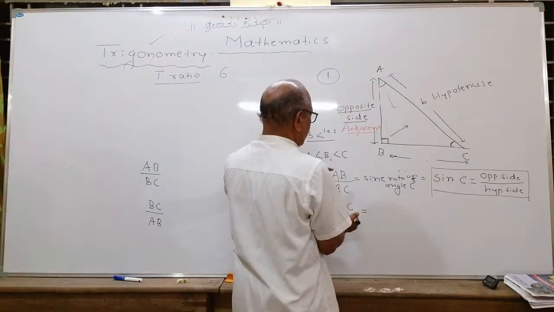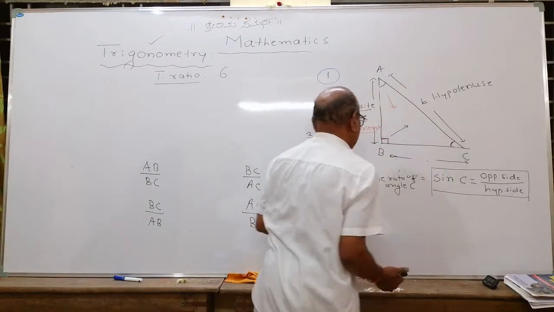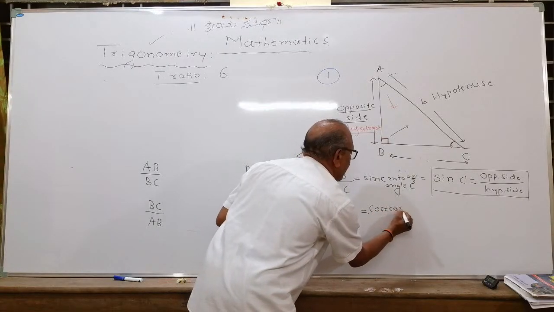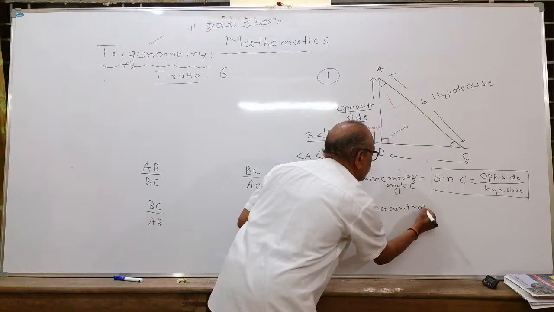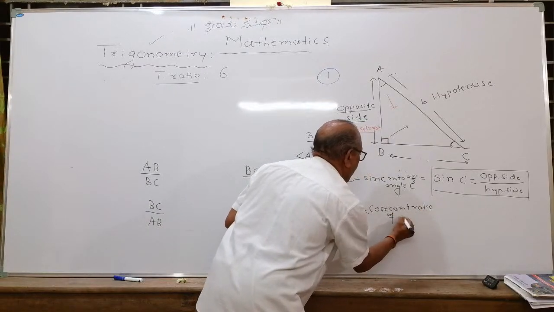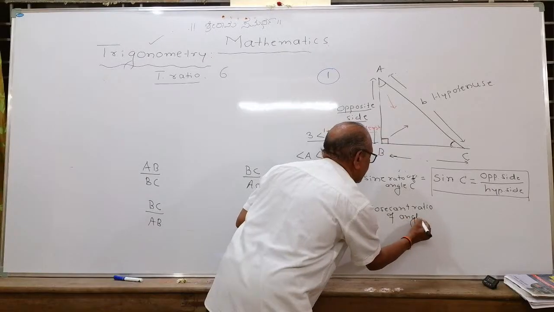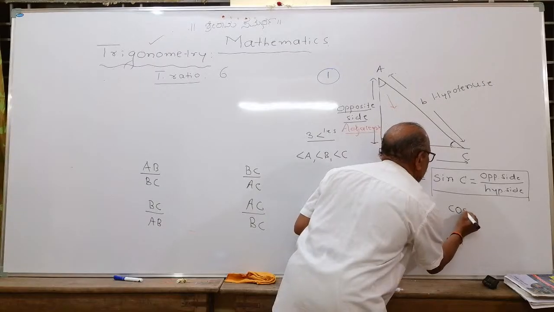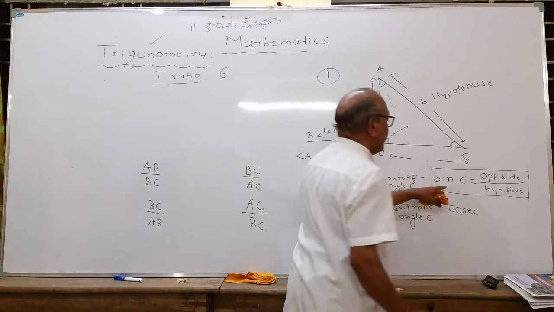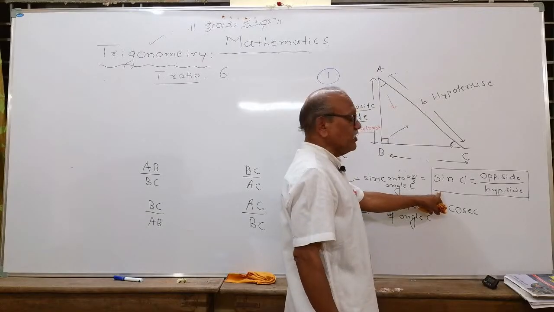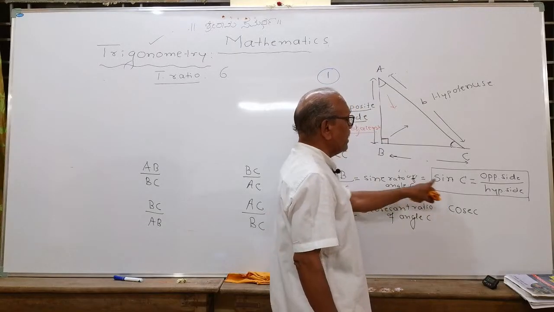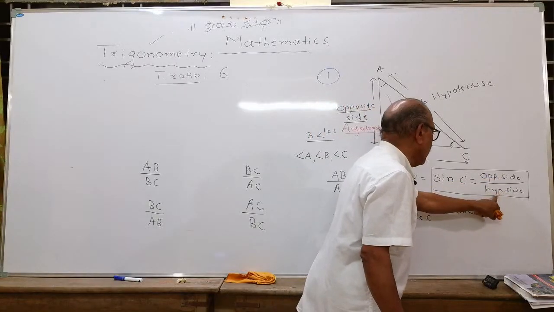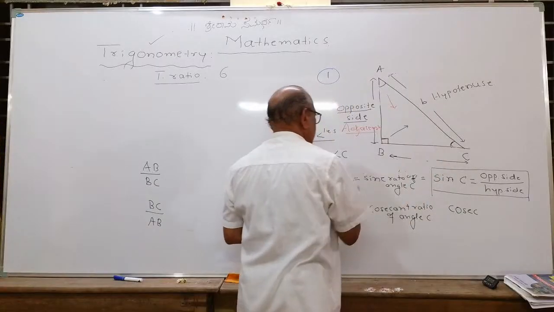Generally, the reciprocal of sine is called the cosecant ratio of angle C. Mathematically, we write it with small letters, don't write capital letters: cosec. Read it and don't read it as sin. It is actually pronounced as sine C. Sine C is opposite upon hypotenuse side. With respect to C, this is the hypotenuse.